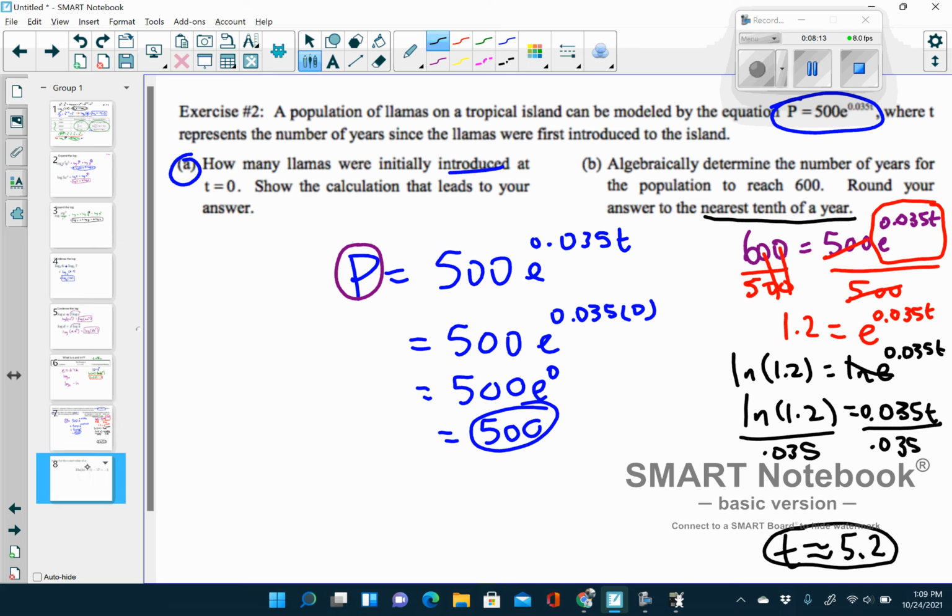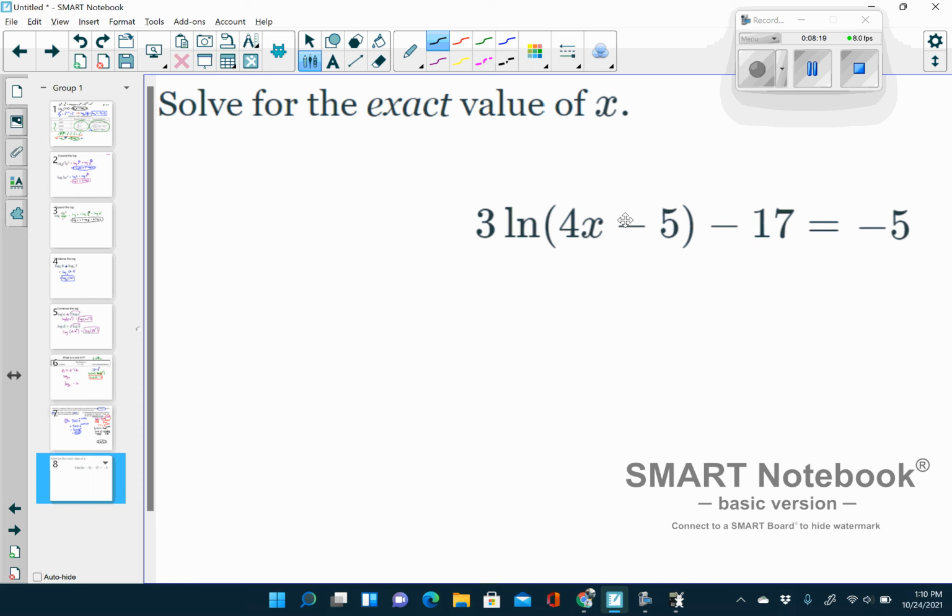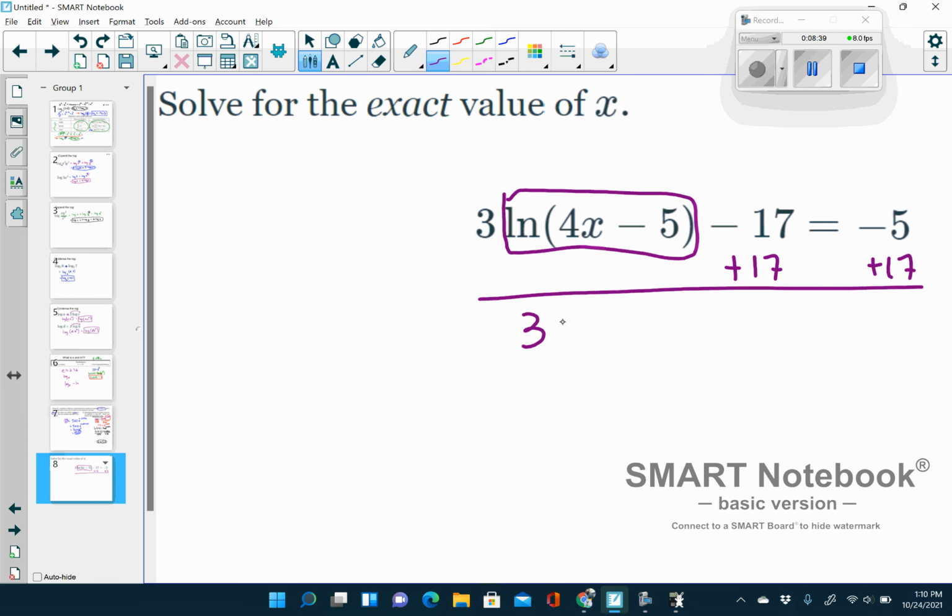Okay. We'll go ahead and do this question right here. Like I told you in the previous example, we want to get the weird thing by itself. So this right here to me is the weird thing. I'm going to get that by itself. So we have 3 times this weird thing minus 17 equals negative 5. First thing we're going to do is get rid of this minus 17. You know this from Algebra 1. So I have 3 times ln of 4x minus 5 equals 17 minus 5, which is 12, which works out nicely because to get rid of that 3, I divide both sides by 3.